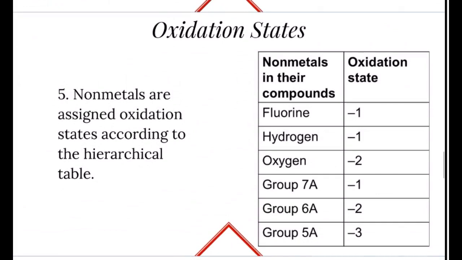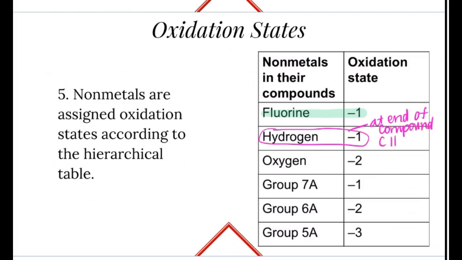Then once we get into nonmetals, we kind of have a list that we need to follow. First, you're going to look for fluorine. If you have any fluorine, it always gets -1. For hydrogen, it's a little bit more confusing. Hydrogen as a nonmetal is always at the end of the compound.